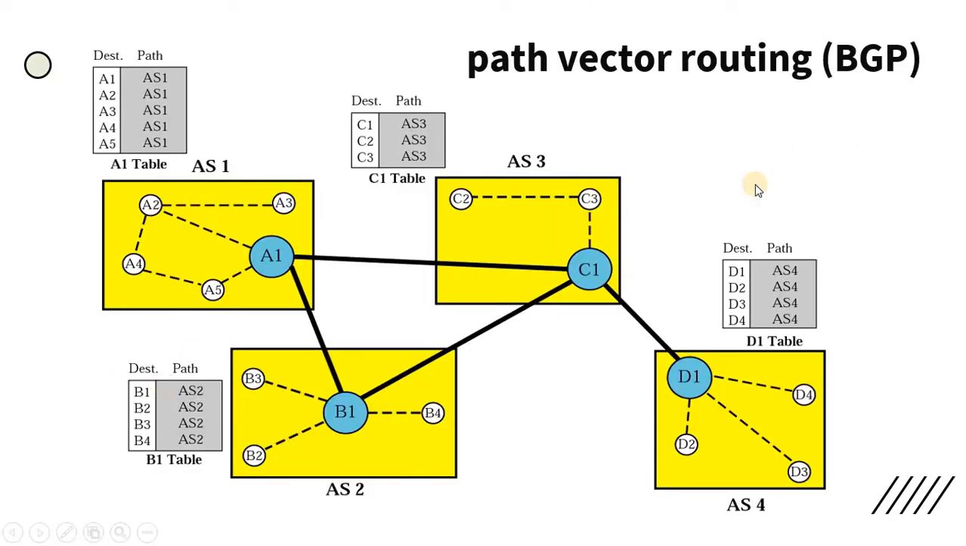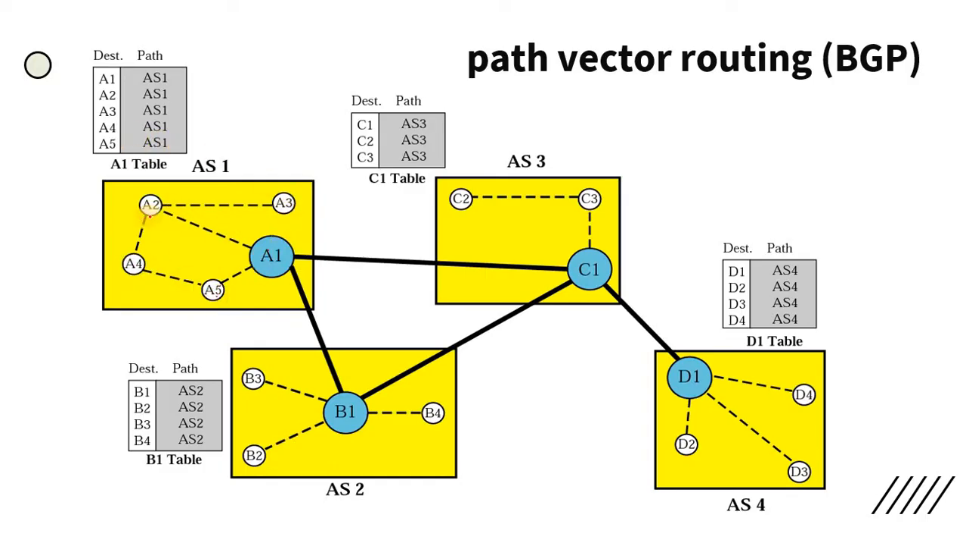Now this is the complete autonomous system picture. Let's understand how path vector routing works here. Here A1, B1, C1 and D1 are the speaker nodes. Let's first understand the case where A1 wants to communicate within its own autonomous system. Suppose A1 wants to communicate with A5, A4, A2 and A3.